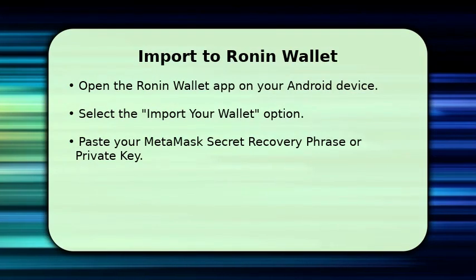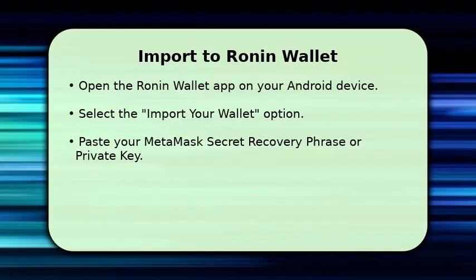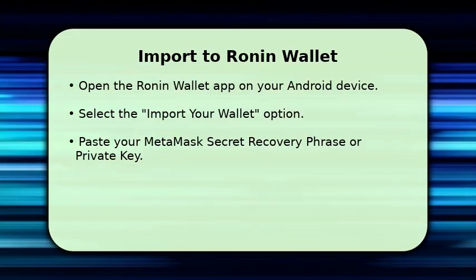Now, open your Ronin wallet application on your Android phone. On the welcome screen, or within the settings if you already have a Ronin wallet, look for the Import Your Wallet option. Choose to import using a secret recovery phrase or private key. Carefully paste the information you copied from MetaMask into the designated field. Follow any on-screen prompts to set up a new password for your imported Ronin account.